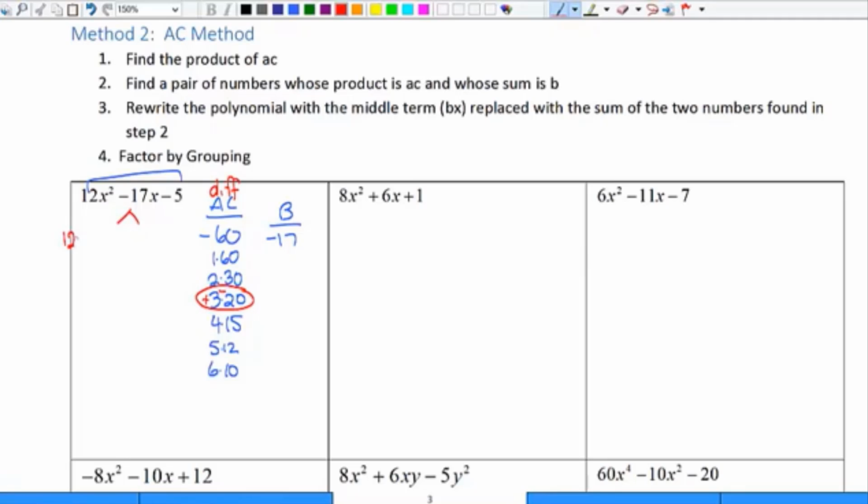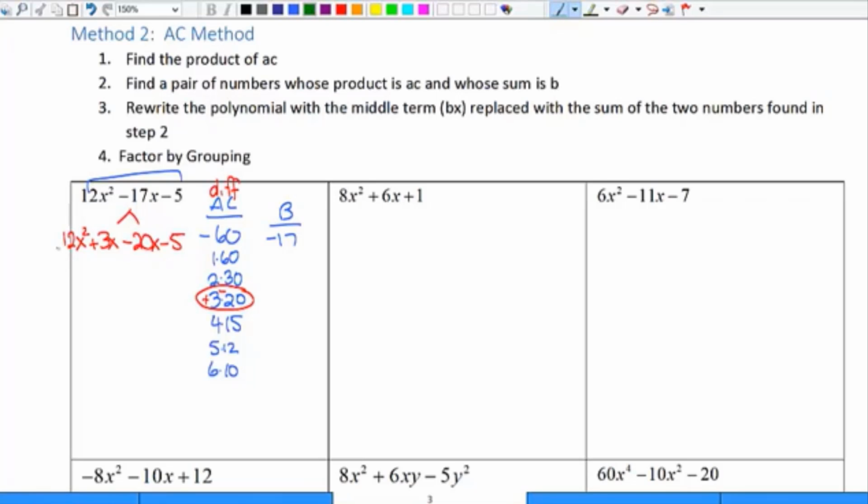So I have 12x squared, and the middle term, I'm going to take these two numbers and split them up to be +3x and -20x. Just like when we distributed, remember when we distributed two binomials, we have 4 terms first before you combine like terms. So what I'm trying to do here is uncombine like terms with a very specific set of numbers so that grouping works.